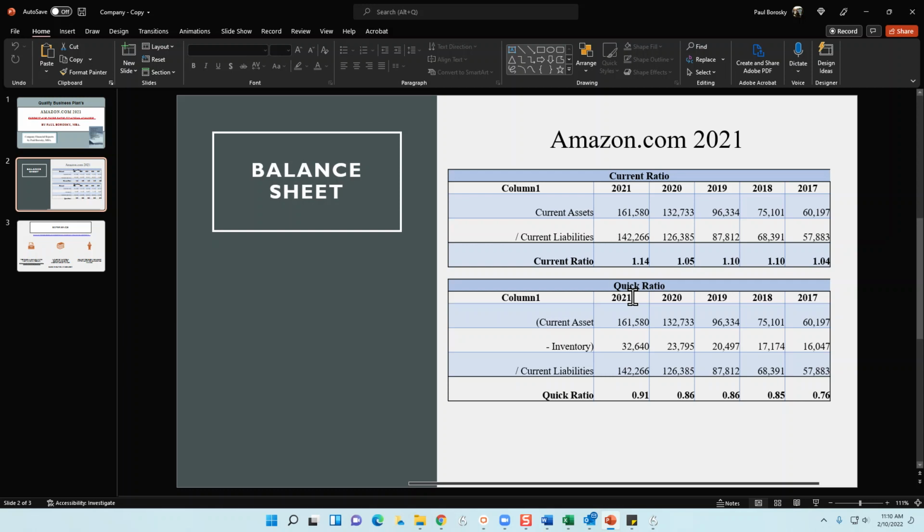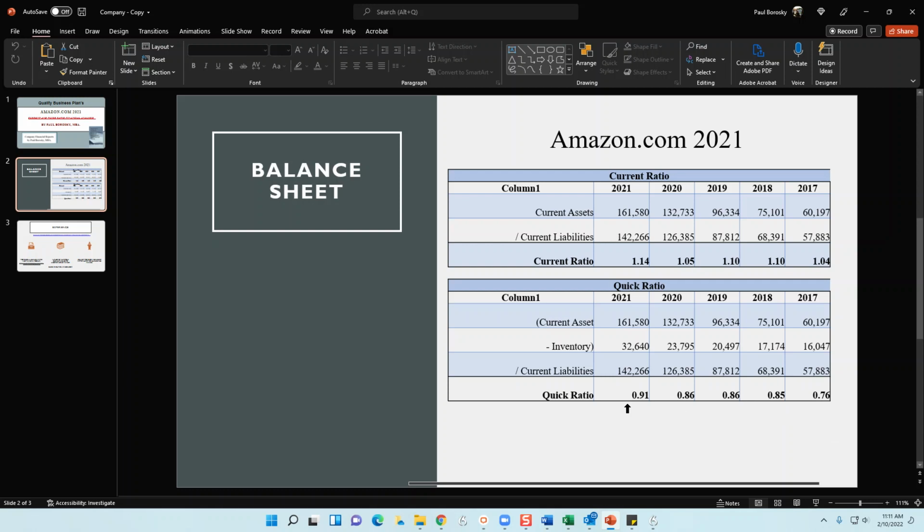Now, to take a better look at their usage of current assets as compared to current liabilities, we take a look at the quick ratio. For the quick ratio, the formula starts with the current assets, similar to the current ratio, but we're going to back out the inventory because that takes a little bit longer to move. Once we back out the inventory, we divide the difference by our current liabilities. When we do that, in 2017, the organization's quick ratio was 0.76. In the next 4 years, the organization's quick ratio would climb up to 0.91.